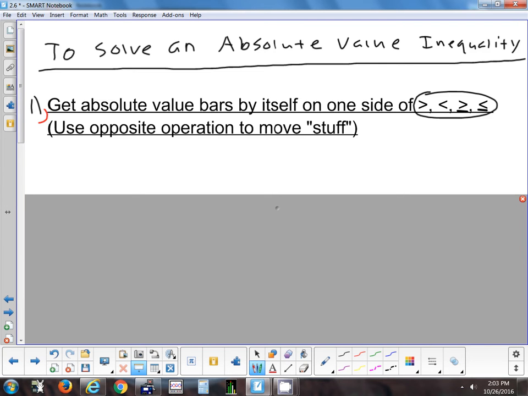So instead of getting the absolute value bars by themselves on one side of the equal sign, you're going to get the absolute value bars by itself on one side of the, what do you call these four symbols? Inequality symbols. Yep. Now, I'm going to put a check mark next to that because that step is always going to be done for you.